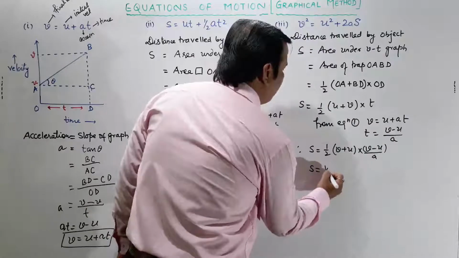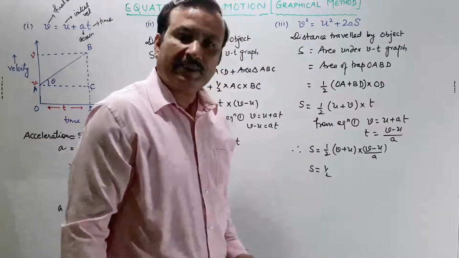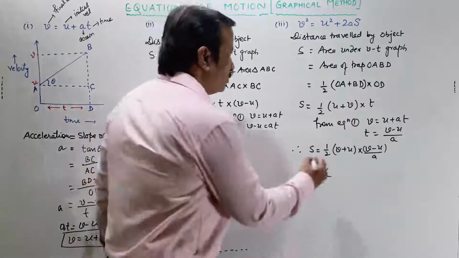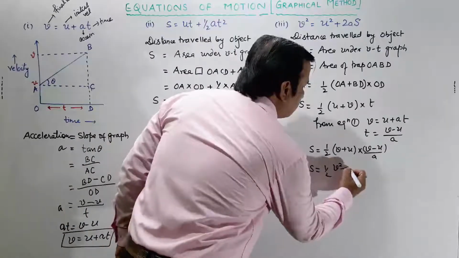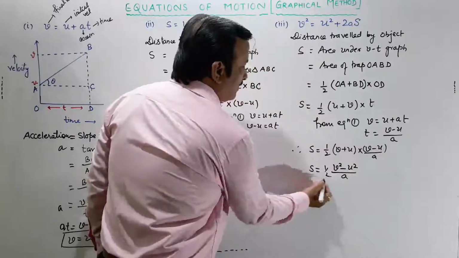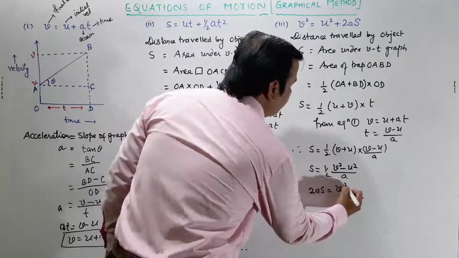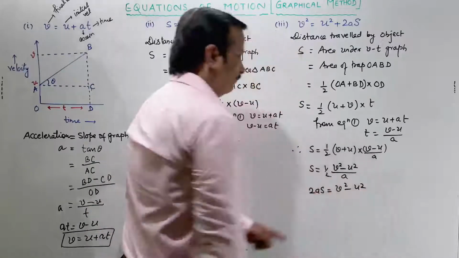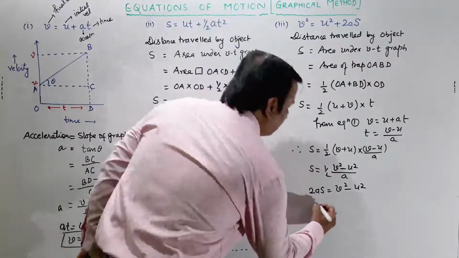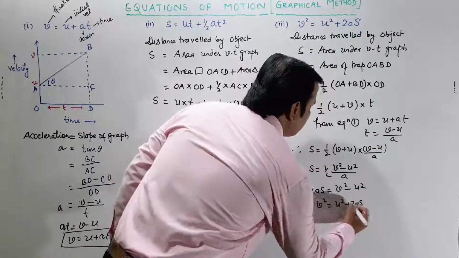You can use the formula (a plus b)(a minus b), that is a square minus b square. So we can write (v square minus u square) upon a. Cross multiply, you will get 2as equal to v square minus u square. So v square is equal to u square plus 2as.